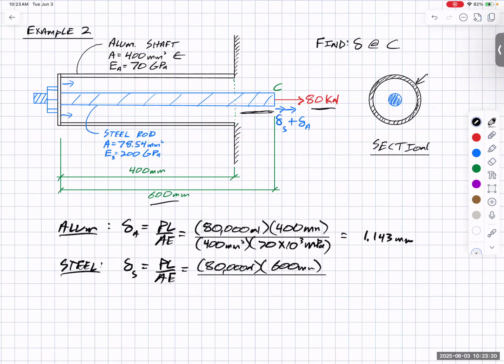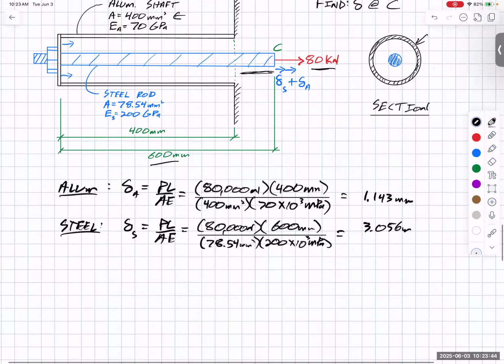That one, do I give that? I do give that one. Wow. Instead of giving diameter. So area of steel is 78.54 millimeters squared. And then E of the steel, I look that up to be 200 times 10 to the third, or you just memorize it because we use it so darn much. And with that, I ended up with 3.056 millimeters.